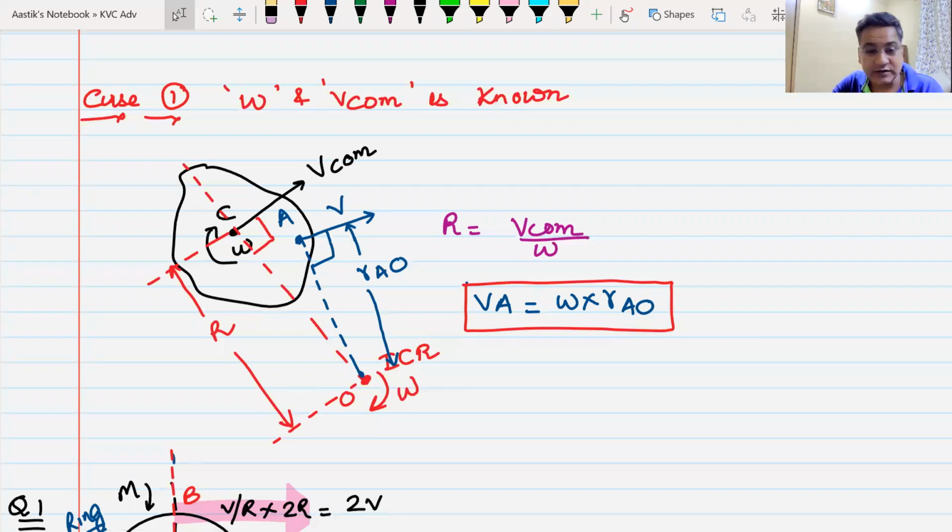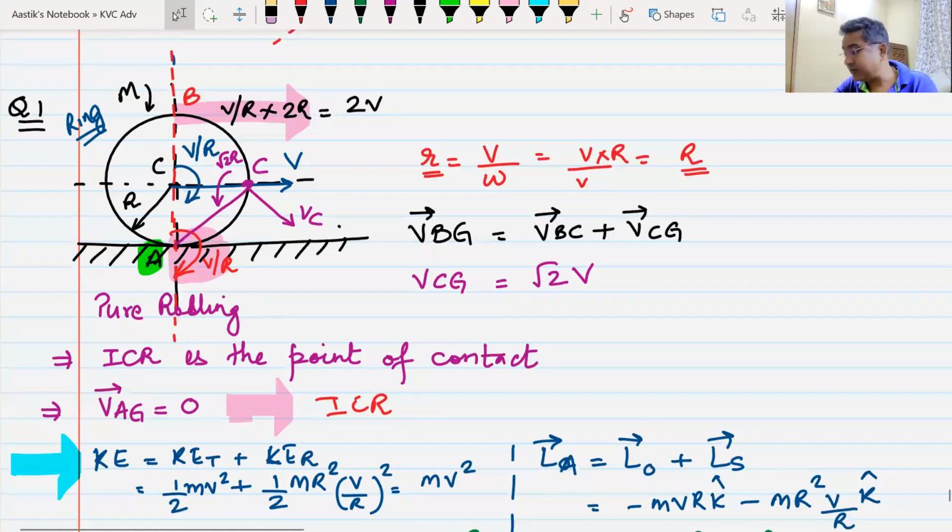And we had seen how we can find out that point in two different cases. When omega and VCM are known, we have seen how we can find out that point. We have seen the example of pure rolling as well. Pure rolling can be thought of as pure rotation about the point of contact.